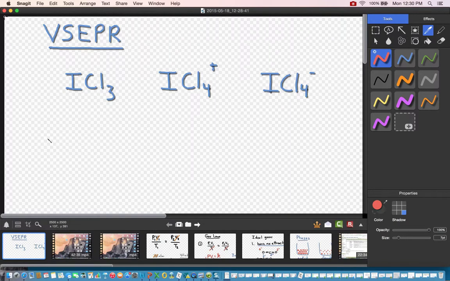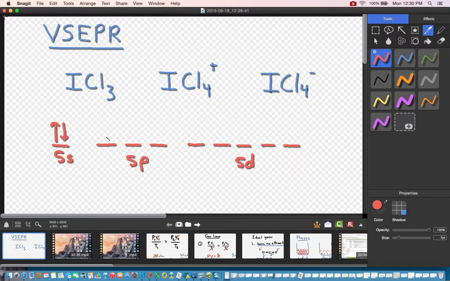So for iodine, iodine has a 5s and a 5p. And of course, it has 5d orbitals that are available for electron promotion. So in the ground state, it's 5s2 5p5. So you would ordinarily expect 1 bond for iodine, but here it's making 3.